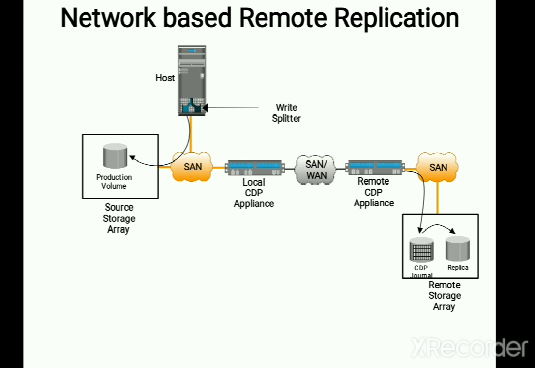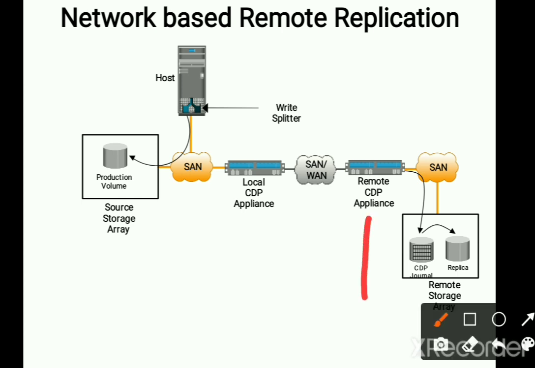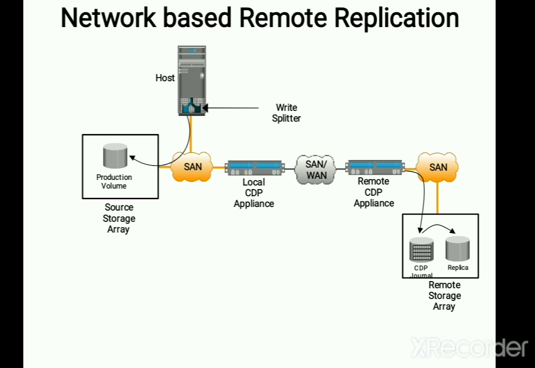This is a continuous data protection appliance, and we also have the remote continuous data protection appliance, both at the local site and at the remote site. And how it is going to work is the same as it used to work in the local replication, where the write splitter is going to split the data into two copies, and it is copied to the production volume, and then it was moved to the CDP appliance, and from there the data was copied to the journal and the replica was being maintained.